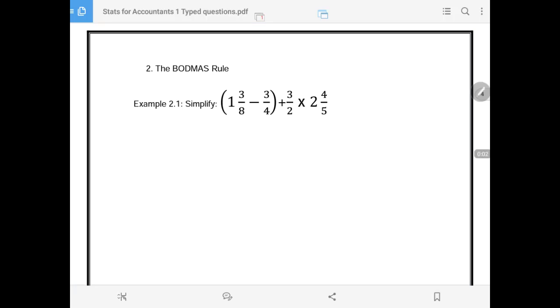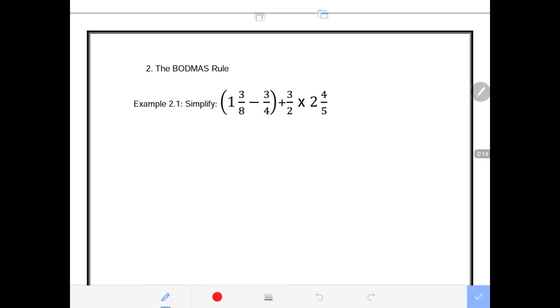Good day, students. Once again, in this question, I will be doing the BODMAS rule under the subject called Statistics for Accountants 1, and other institutions call it Theory of Finance or Statistics. We know that BODMAS is brackets, of, division, multiplication, addition, then subtraction. So we are given a mixed fraction to simplify, and it says 1 and 3 over 8 minus 3 over 4 plus 3 over 2 times 2 and 4 over 5.